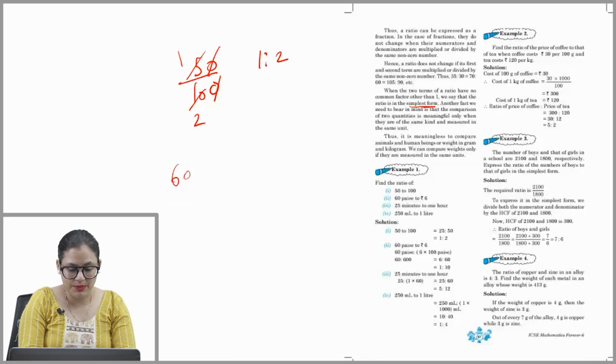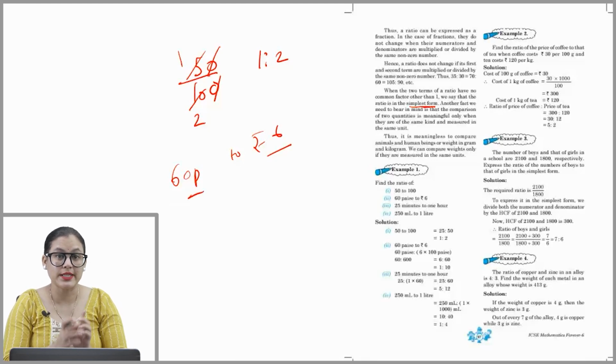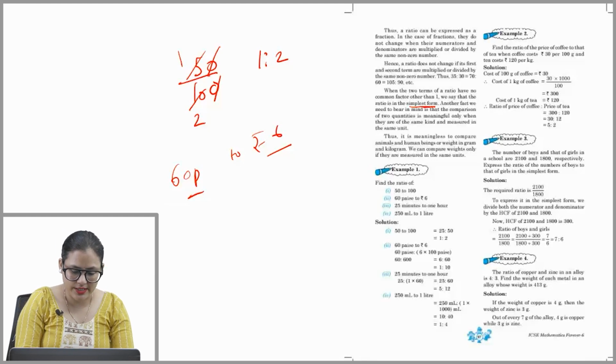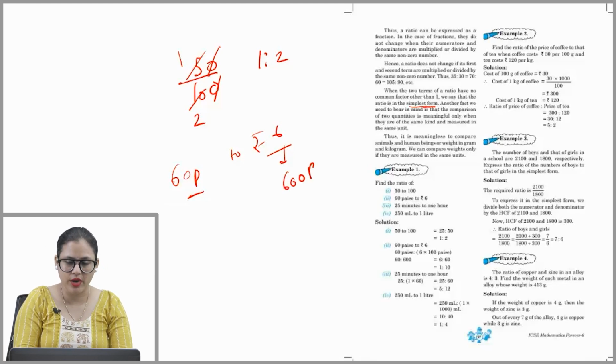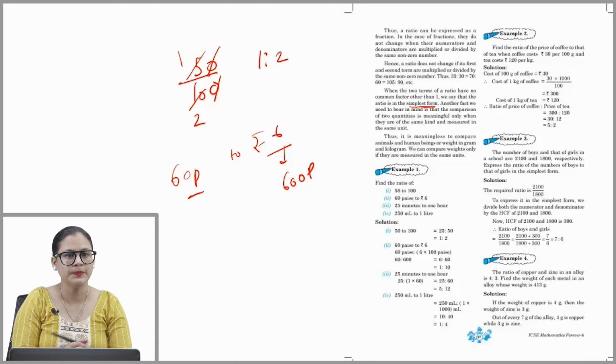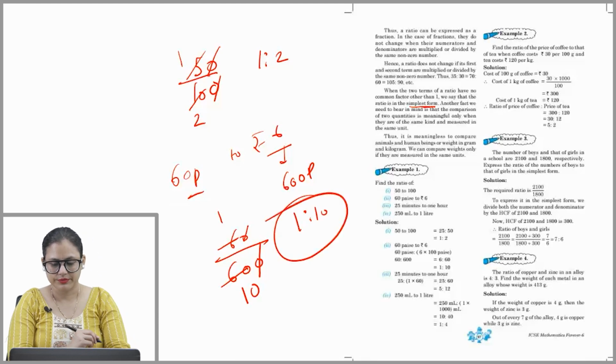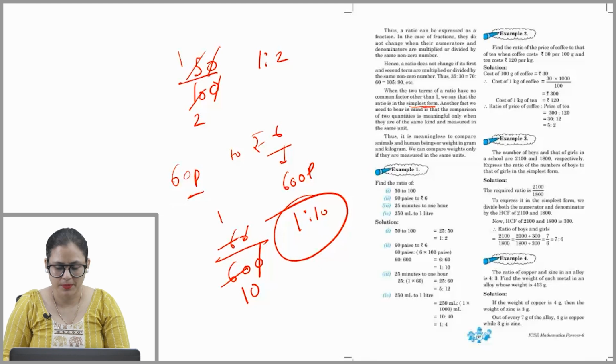Now, we have to compare 60 paise to 6 rupees. This is paise, this is rupees. So, first we will convert into the same unit, only then we will find the ratio. We will write 6 rupees as 600 paise because 1 rupee is equal to 100 paise and 6 rupees is equal to 600 paise. Now, find out the ratio. 60 upon 600. 0, 0 goes, 6 ones are 6, 6 ones are 6 and 0. So, 1 by 10, that is 1 is to 10. This is the ratio.